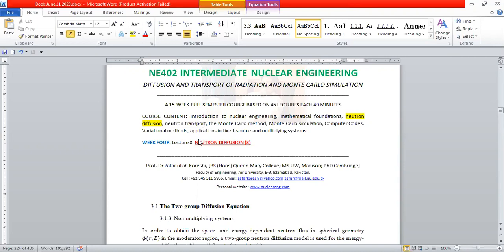This lecture is on neutron diffusion. It's the third lecture in the series of neutron diffusion. And in the course content, we are over here. We've done the first 7 lectures on introduction to nuclear engineering. We've covered a lot of material, and then we started neutron diffusion. Okay, so today I'm going to take you through two-group neutron diffusion.